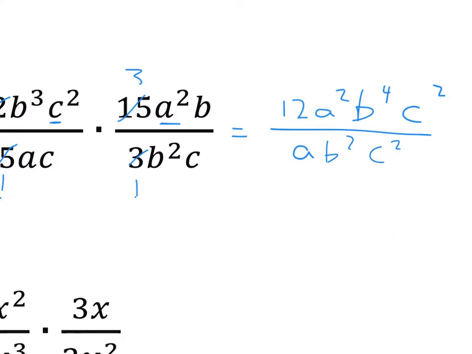Well, now we're not done because we haven't simplified yet. Notice how I've got c's on top and bottom. I've got b's on top and bottom. I've got a's on top and bottom. So let's simplify what we can. Notice how the c's are just going to go away because c squared divided by c squared is 1.